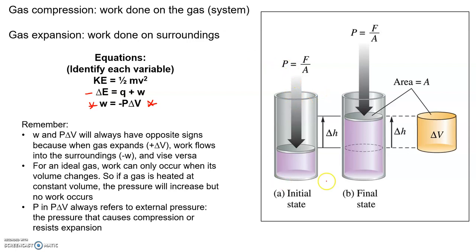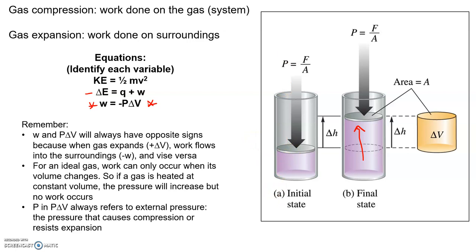If you have a cylinder with some sort of piston that moves up and down, if gas is being compressed, and so we're moving this piston down, that means the work is being done on the system. The system is the gas, it's the particles. Whereas if you have gas expansion, and so this piston is moving up, that means those purple gas particles are doing work on the surroundings. And so that would be gas expansion.